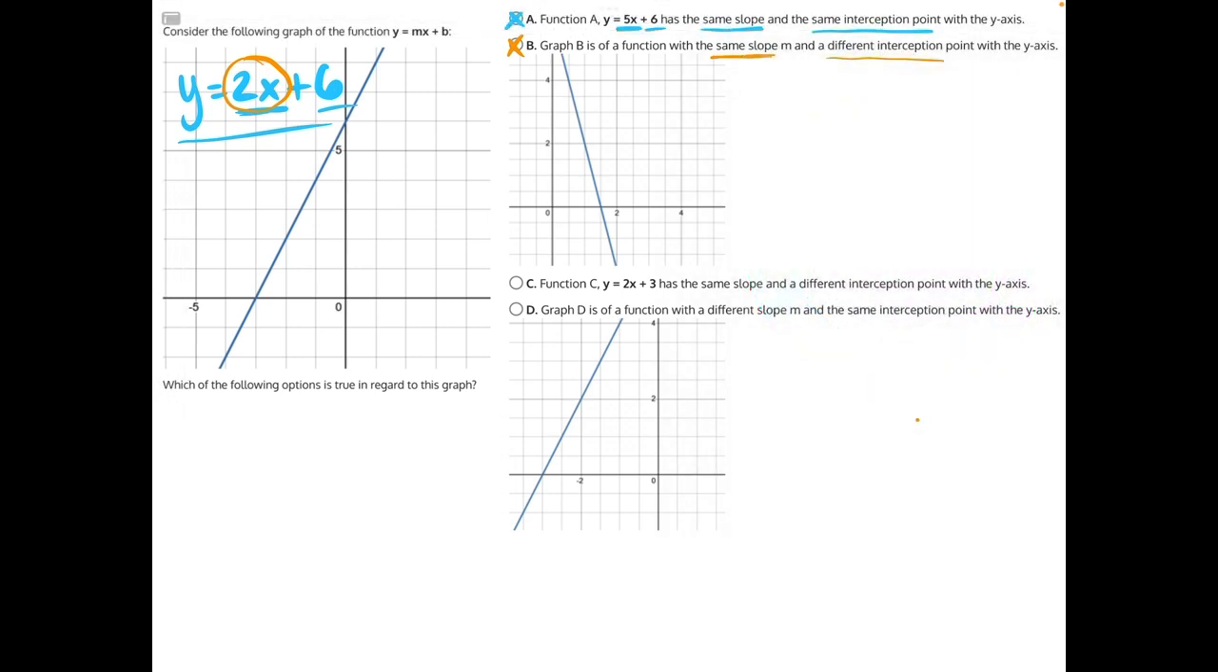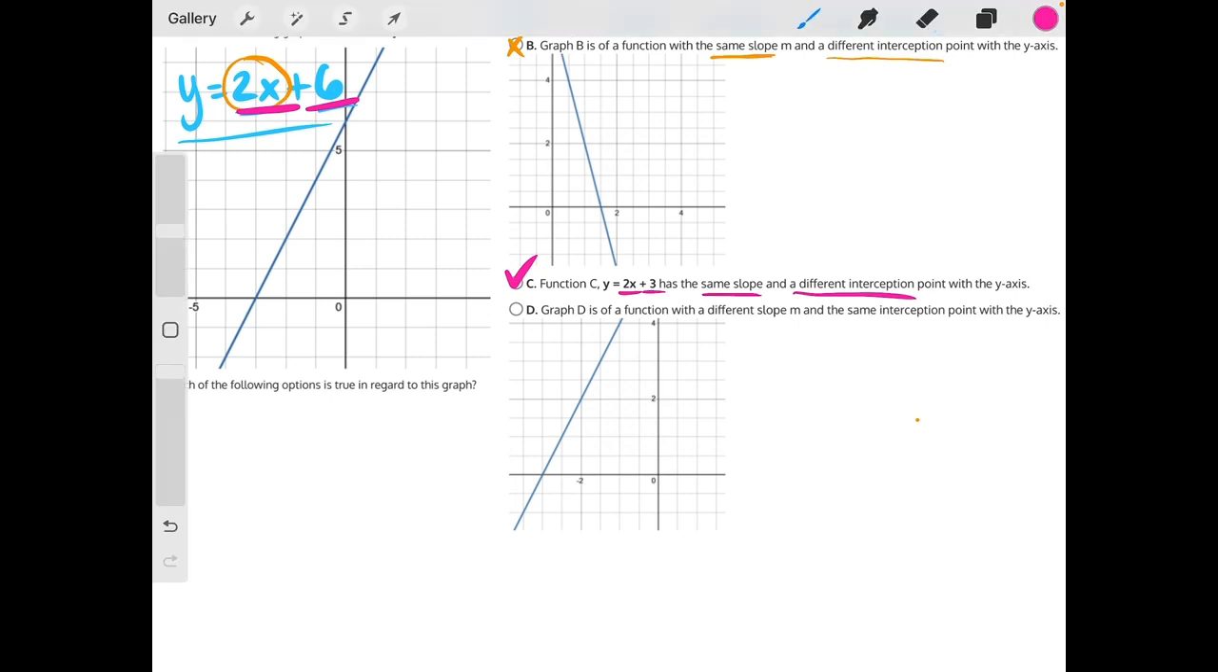Answer choice C says function C, y is equal to 2x plus 3, has the same slope: 2x, 2x, that's true, and a different intercept point: plus 3, plus 6. Those are different intercept points, so C is our correct answer. At this point, you can mark C and move on with the rest of the test, but for the sake of the video, I'll show you why answer choice D is incorrect.